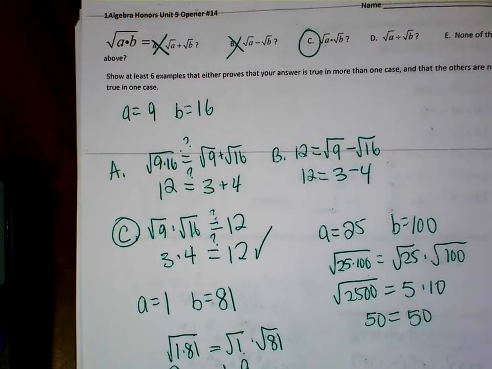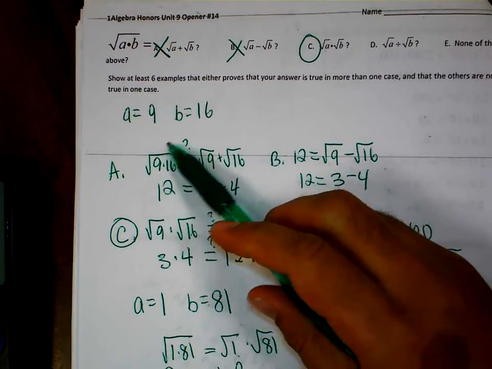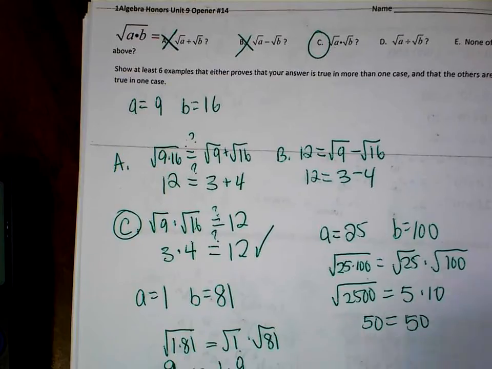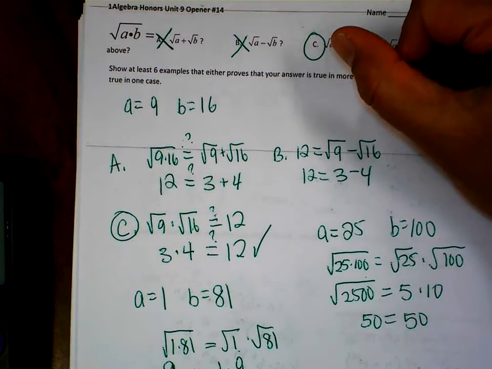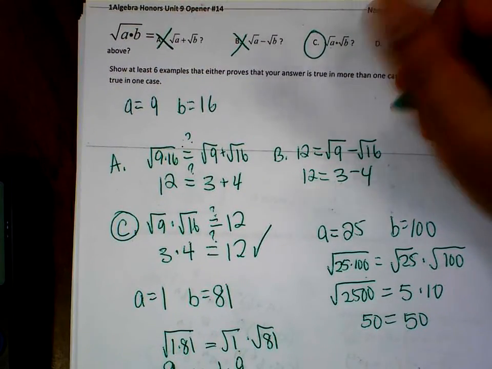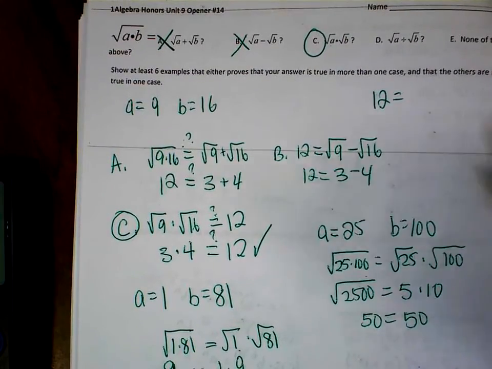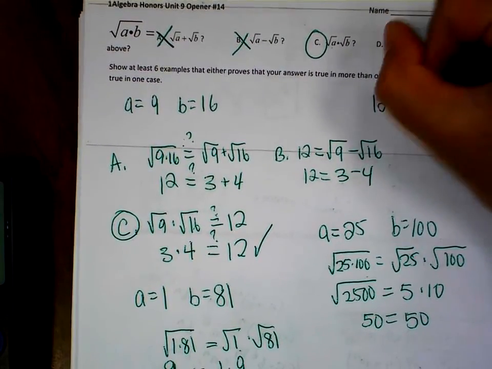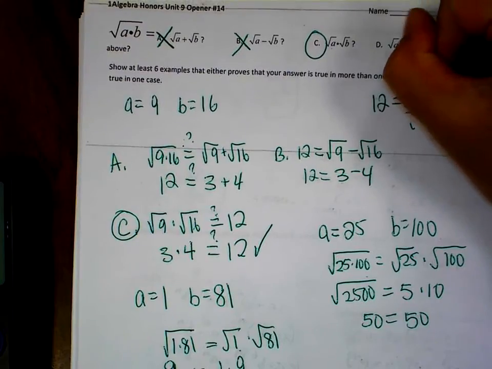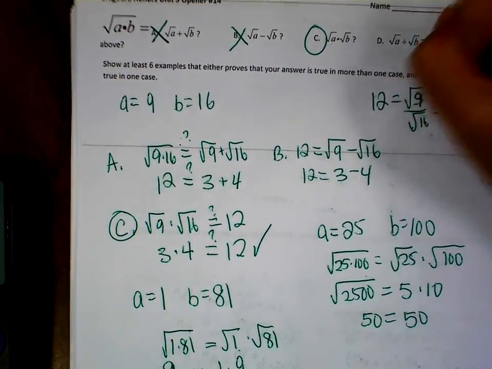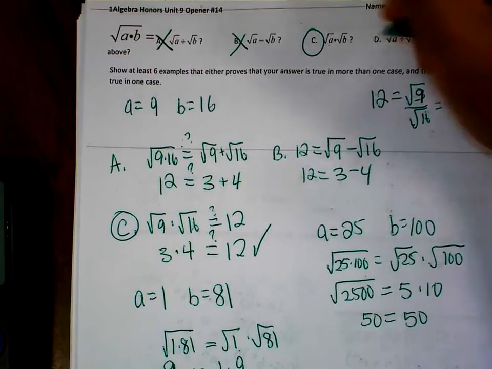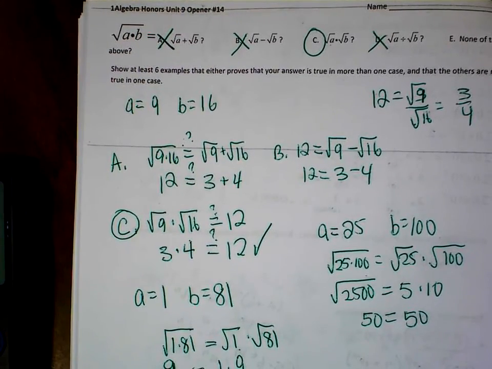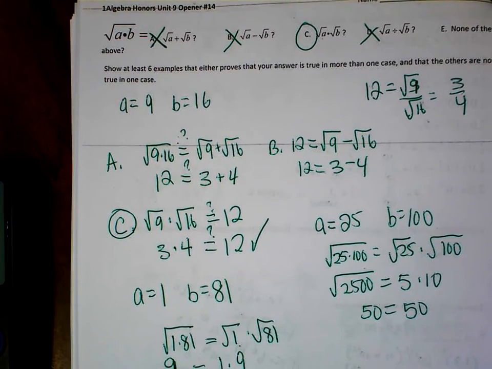And if we try D, well, if we go back to our original, we eventually find that 12, right? Is 12 the same as the square root of 9 divided by the square root of 16, which is the same as 3 over 4? Well, no, that is not true. So C is it. When you're multiplying, the product of square roots is the same as the square root of the product of the numbers. And this is going to become very useful when we start to simplify our square roots.